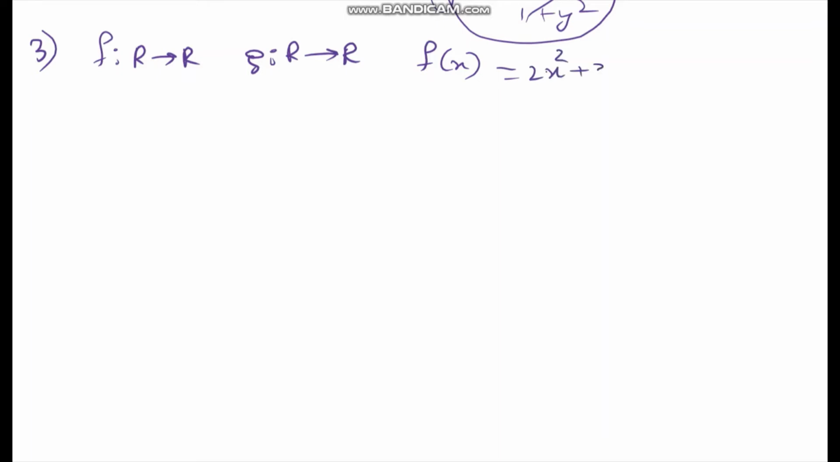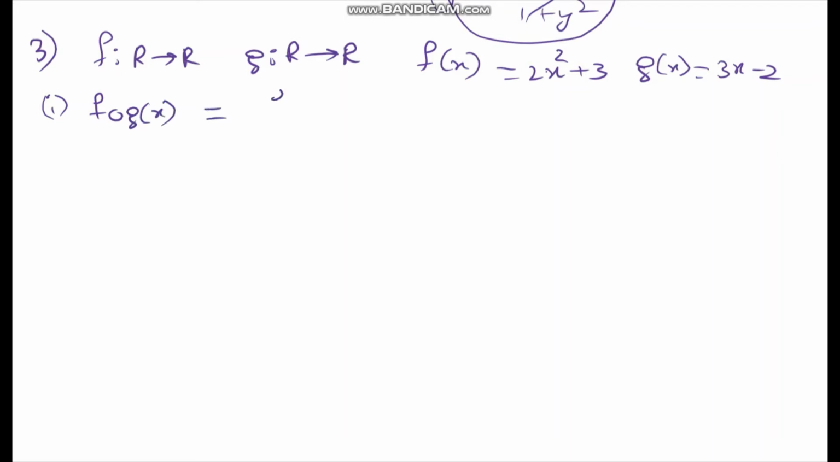Next, third bit, f is a mapping from R to R and g is a mapping from R to R, and f of x is defined as 2x square plus 3 and g of x is defined as 3x minus 2. We need to find first one, fog of x.